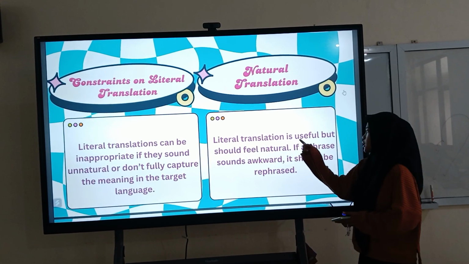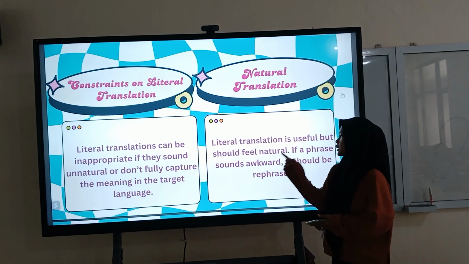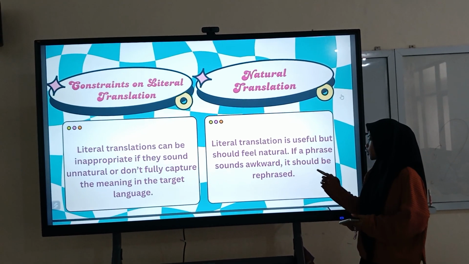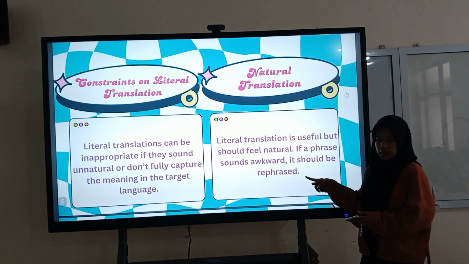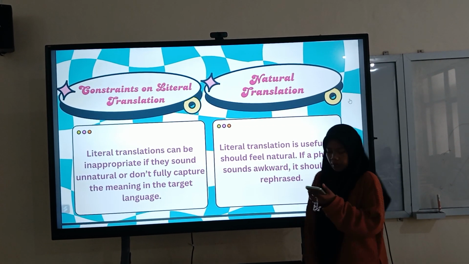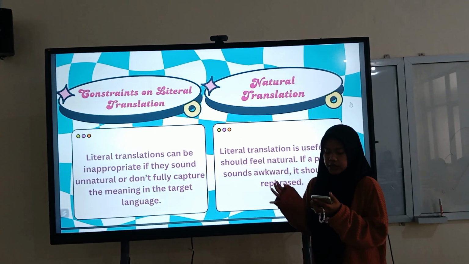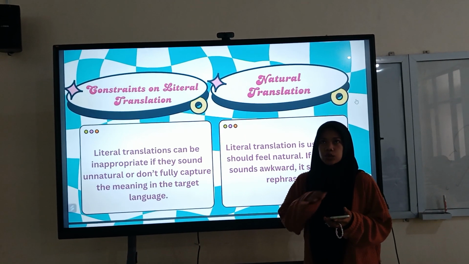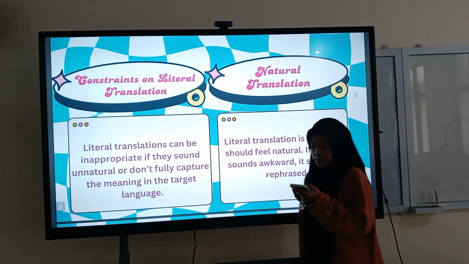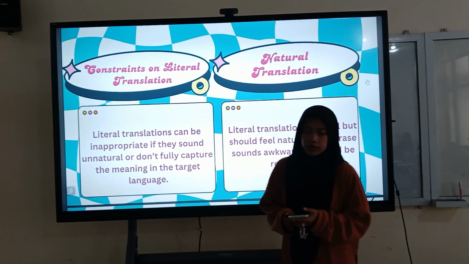Literal translation is useful but should feel natural. If a phrase sounds awkward, it should be replaced. Literal translation that needs to be changed to sound more natural. For example, in the sentence, I miss you like crazy.